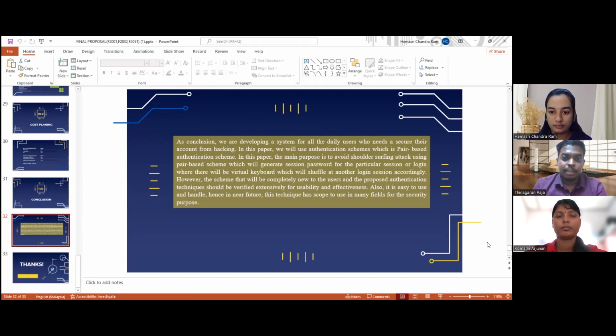However, the scheme will be completely new to the user, and the proposed authentication technique should be verified extensively for usability and effectiveness. Also, it is easy to use and handle. Hence, in the near future, this technique has scope to be used in many fields for security purposes.